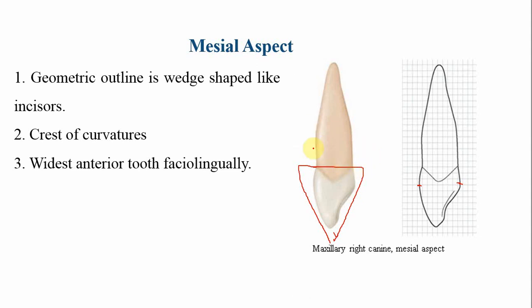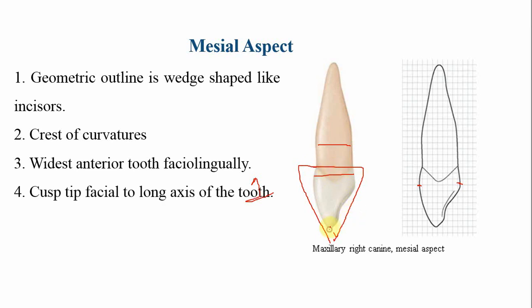This tooth is also characterized from this aspect by a wide facial-lingual dimension of the crown and root. Usually, the canine is considered the widest anterior tooth facial-lingually. Its facial-lingual dimension is 1 millimeter greater than that of the maxillary central, whether across the crest of curvature or across the cervix. Finally, the cusp tip is located, as mentioned earlier, labial to the long axis of the root or the tooth.